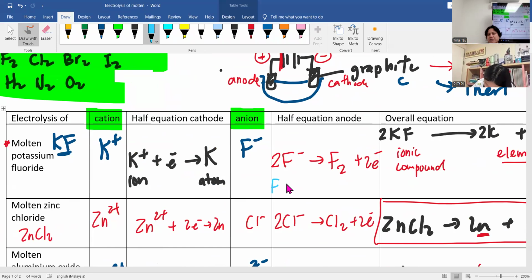First, F is an ion. Okay? F is an ion. It releases an electron to become an atom. It releases one electron. However, F atom doesn't exist. Two F atoms will join together. In order to balance this equation, I must explain that two fluoride ions each release one electron to become a fluorine.